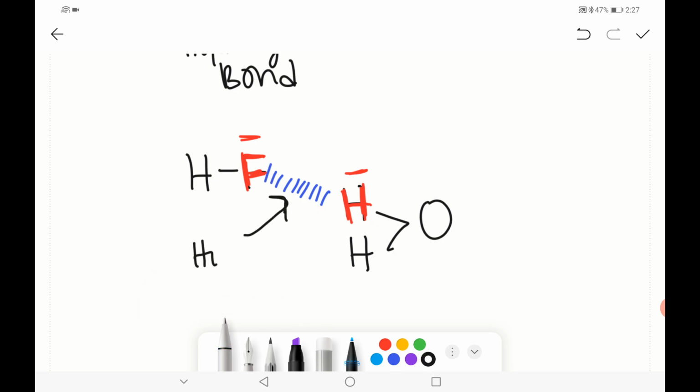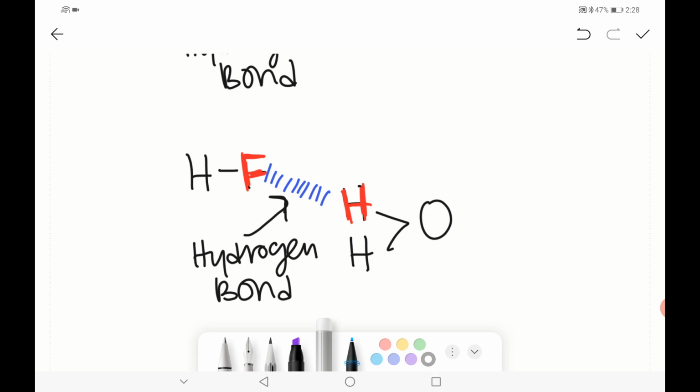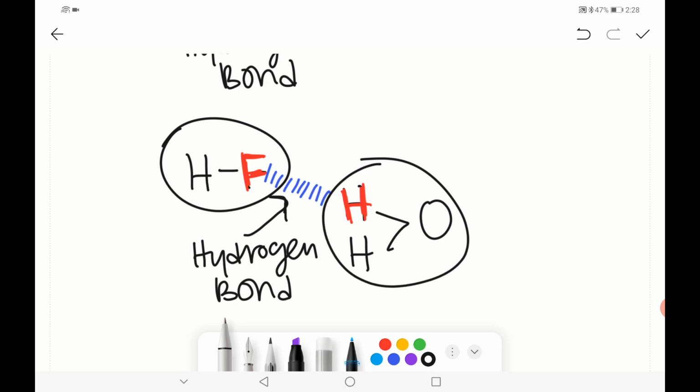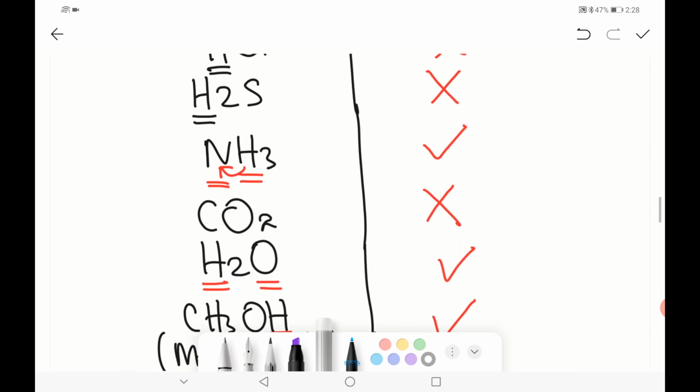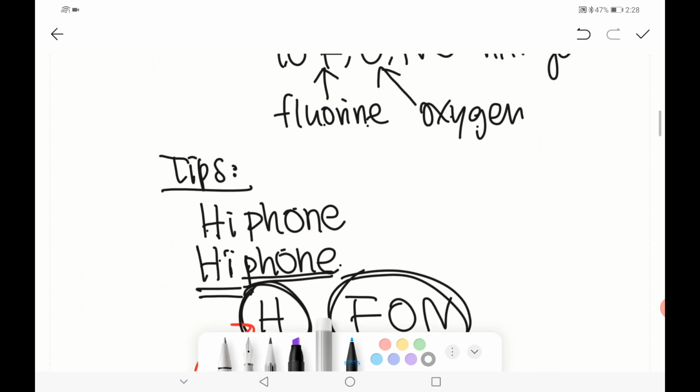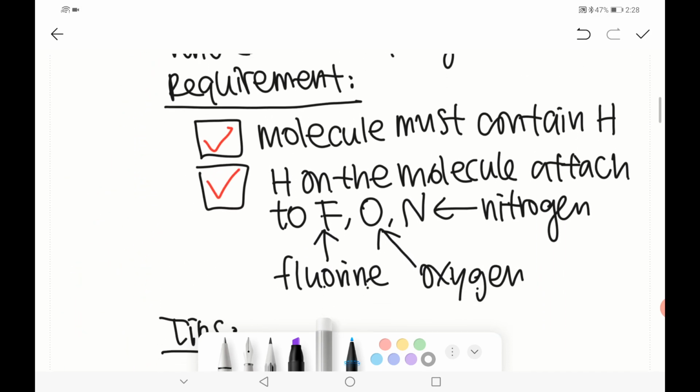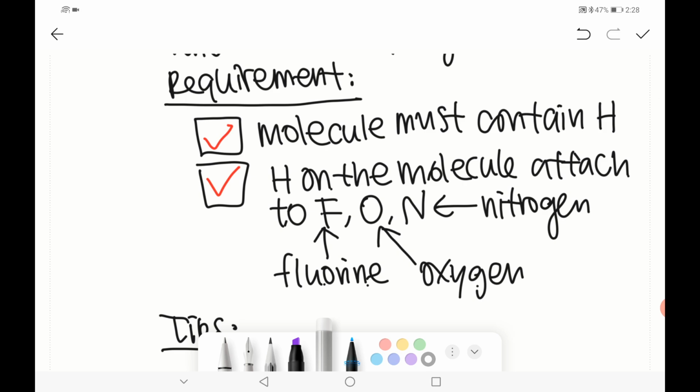So how does this hydrogen bond differ from the previous one? Because now the hydrogen bond we have in this case forms between two different molecules. One molecule is HF, one molecule is water. So what is the message that I want to highlight here? You are able to form hydrogen bond as long as you have molecules that fulfill the two requirements. As long as your molecules fulfill these two requirements, they can form hydrogen bond.